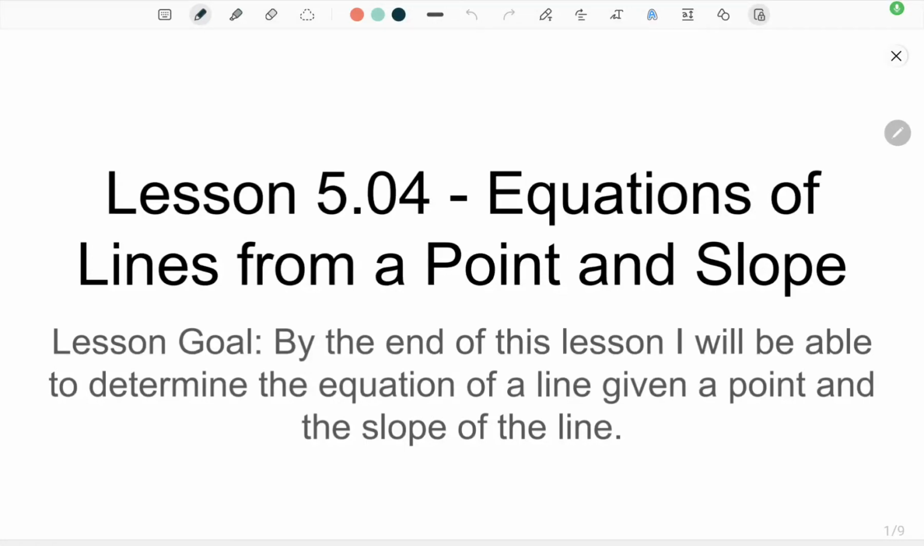Alright, so this lesson is going to be about making equations if you're given a point and some slope. And sometimes we might have to figure out that slope as well. But the idea is we're just looking for the equation of a line in this particular lesson.